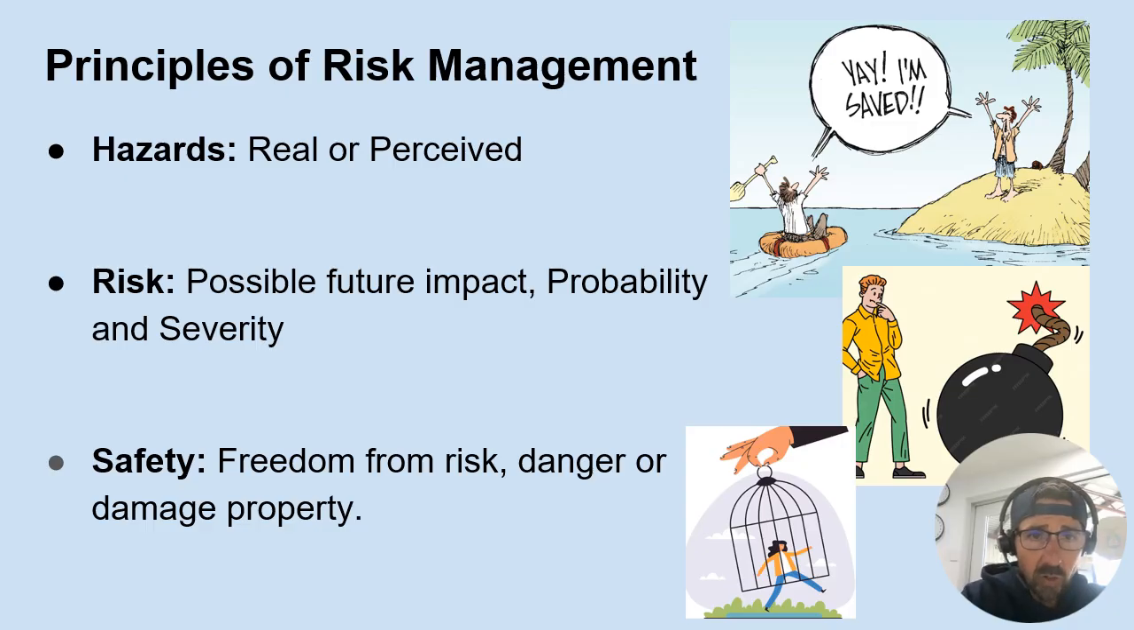Risk: possible future impact, probability, and severity. We're going to talk about that with one of our risk management tools, our FRAT tools, and it's going to identify the difference between the probability of a risk and the severity of the risk. These are important things. Safety is really about the freedom from risk, danger, or damage to property. All flights, all aviation activities have a certain level of risk, but we want to mitigate or diminish that risk as much as possible and maintain a safe environment in order to be free from those specific risks, dangers, and damaging of property.